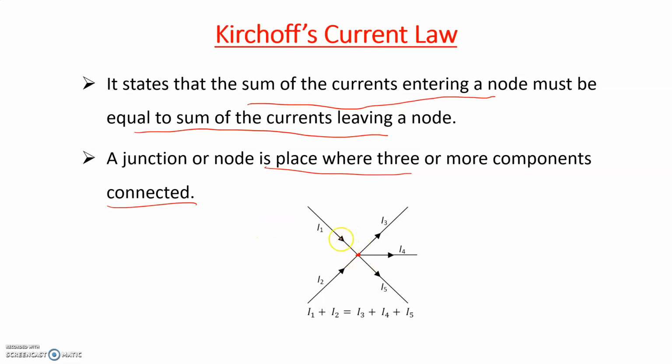So what are the currents entering here? I1 current is entering towards the node. I2 current is entering towards the node. I3, I4 and I5 are leaving from the node. So the sum of the entering current is equal to the sum of the leaving current.